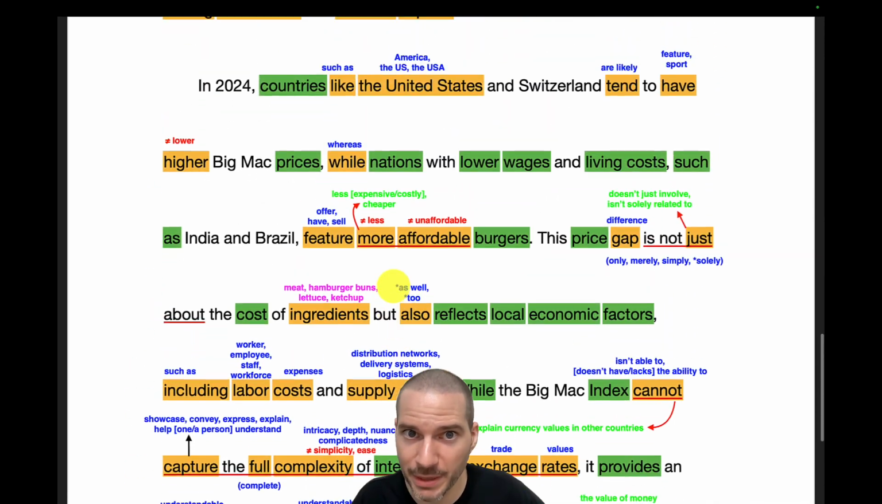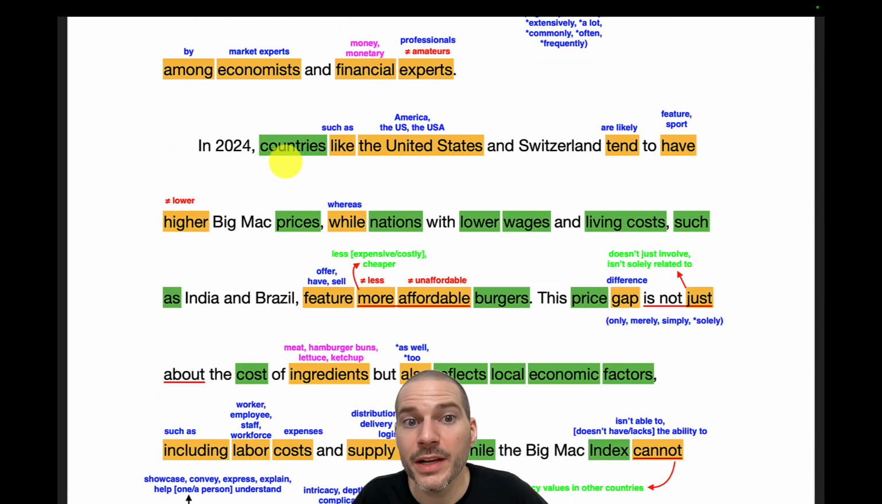Let's come back and talk about this. In 2024, countries like or such as the United States, you can also say the United States. We can change that to America, the US, or the USA, okay? And Switzerland tend. So if something tends to happen, that means it's normal or likely. In America, it tends to snow in the winter. But because that's only one country, I would say it is likely to snow in the winter. Because we have two places here, we're going to use the be verb are.